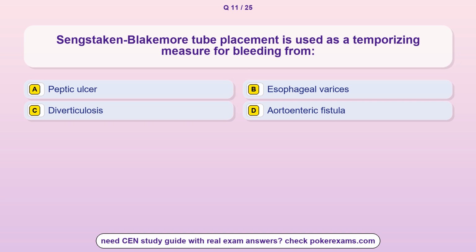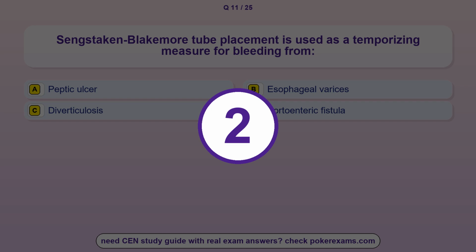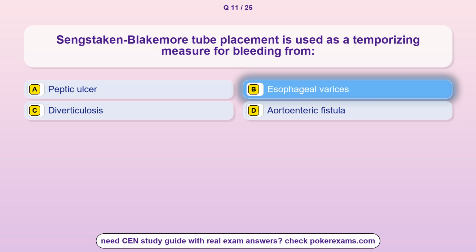Question 11. Sengstaken-Blakemore tube placement is used as a temporizing measure for bleeding from: Option A, peptic ulcer. Option B, esophageal varices. Option C, diverticulosis. Option D, aortoenteric fistula. The correct answer is option B, esophageal varices.